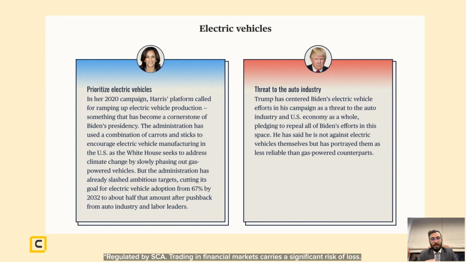In her 2020 campaign, she called for ramping up EV production, something that has become a sort of cornerstone for Biden's presidency. And again, as I say, they are mostly talking about prioritizing the EVs, while Trump kind of is a threat to the auto industry. As I said, he has never talked about being against electric vehicles, but most of the time he has portrayed that EVs are less reliable as compared to gas powered cars. So this is again an important issue to look at because there are so many EV companies and EV manufacturers, and that could get impacted depending on which president comes into the picture.